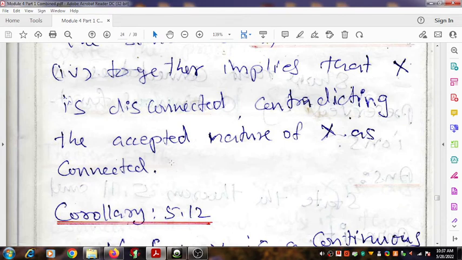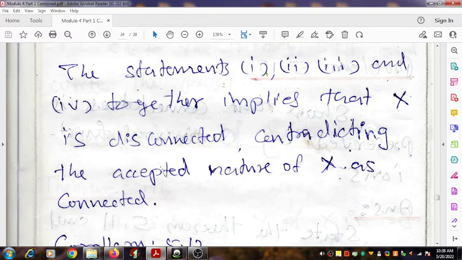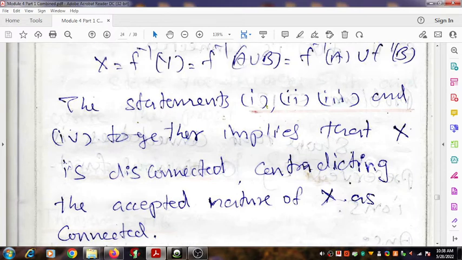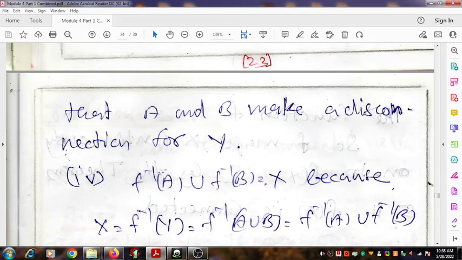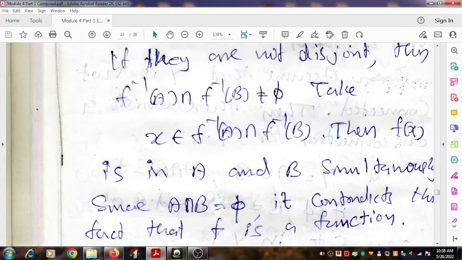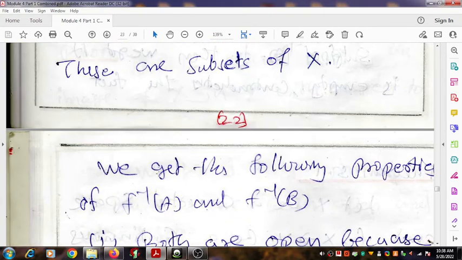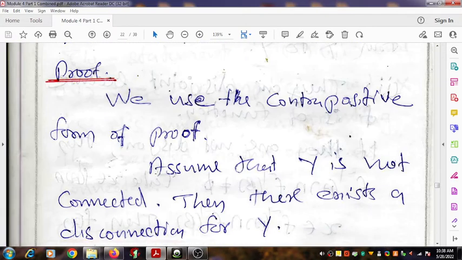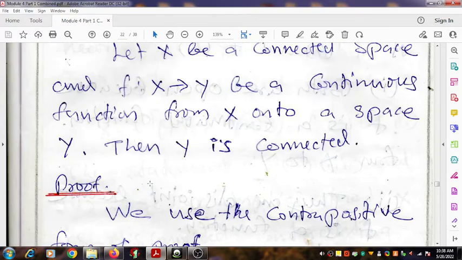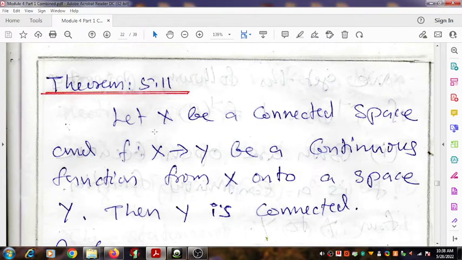fact contradicts the accepted nature of X, that is, X is connected. It's an accepted fact, because in the statement it is given that the space X is connected. See, let X be a connected space. So this is a true statement. X is a connected space, accepted as true about the space X.